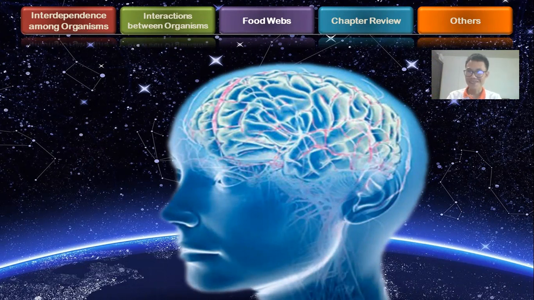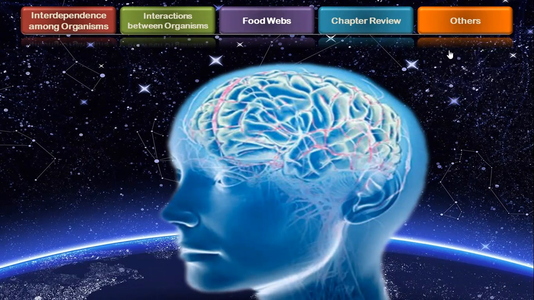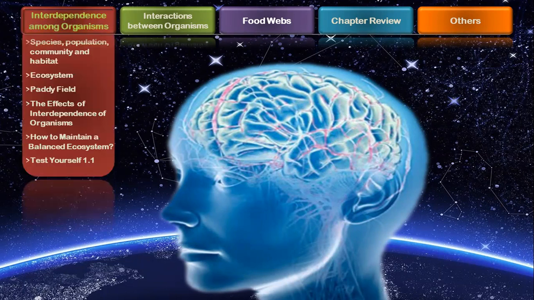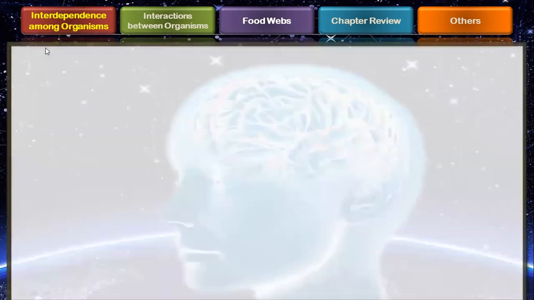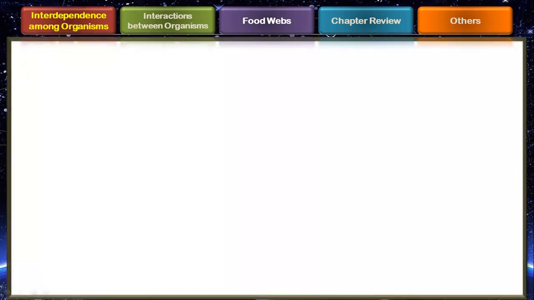So let's begin. The very first thing that we are going to discuss is the interdependence among organisms. When we say interdependence, that means the dependency or the reliance between them, how one organism relies on the other organism. Here we're going to learn first these words that we are going to use in this lesson.